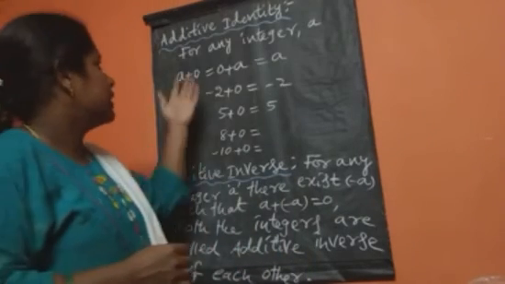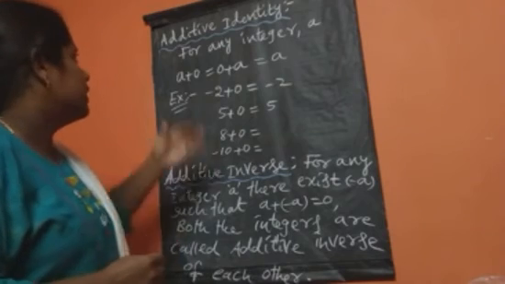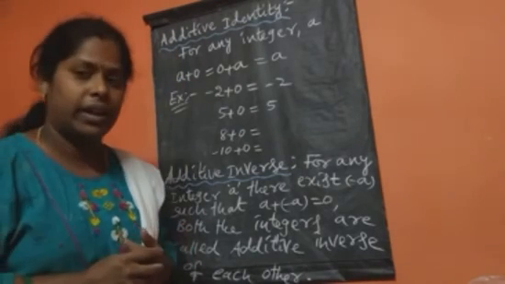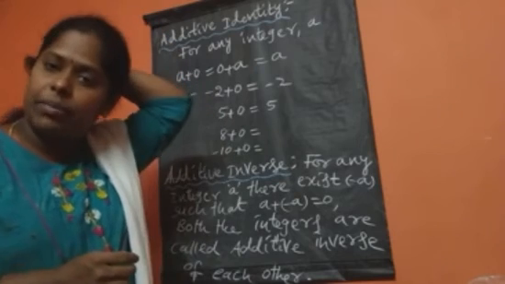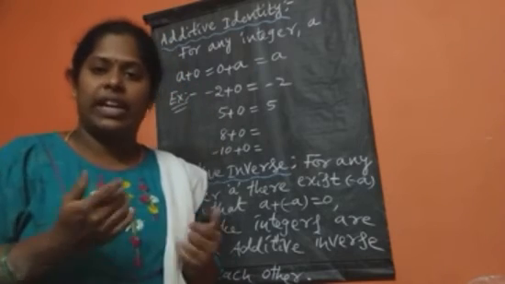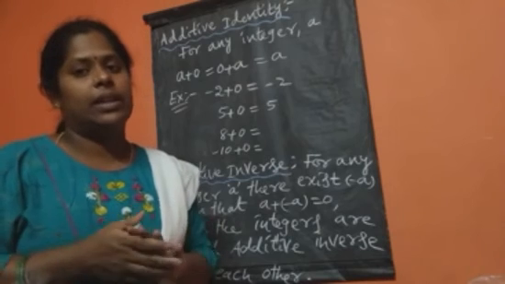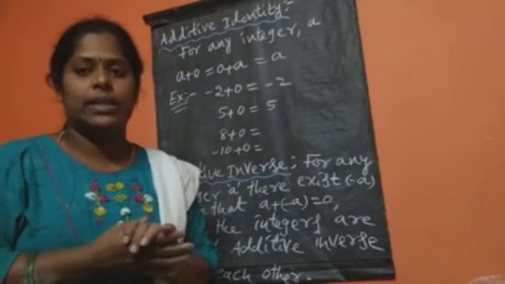So there is another property. So this is nothing but additive identity. So what is meant by additive identity? Additive identity means, for any number, if we add a number, we will get the same number. That identity is known as additive identity.